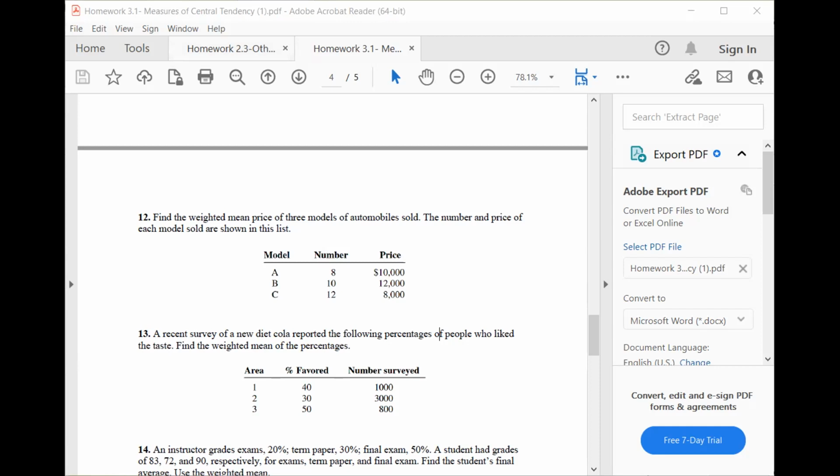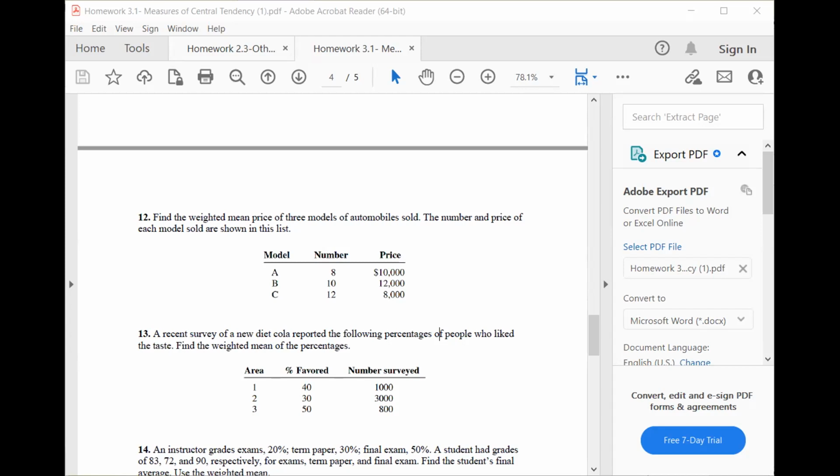Can I help you with something? Can you help me with 3.2 measures of variation? Okay, what is it that you need help on? What is it that you're working on? Number one. Number one for that? Okay.